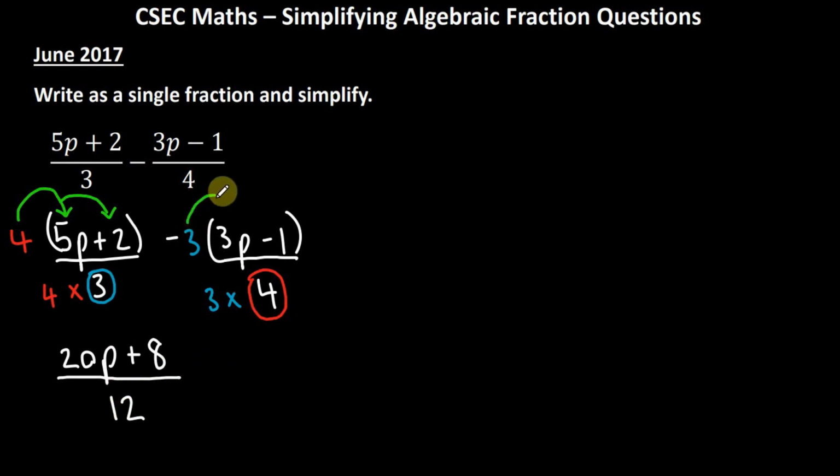Next up, I'll use the distributive law here again. So it's minus 3 times 3p and minus 3 times minus 1.